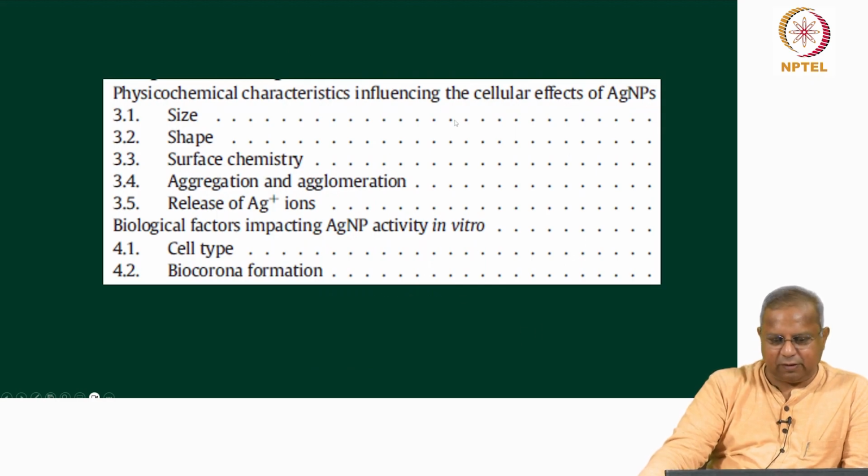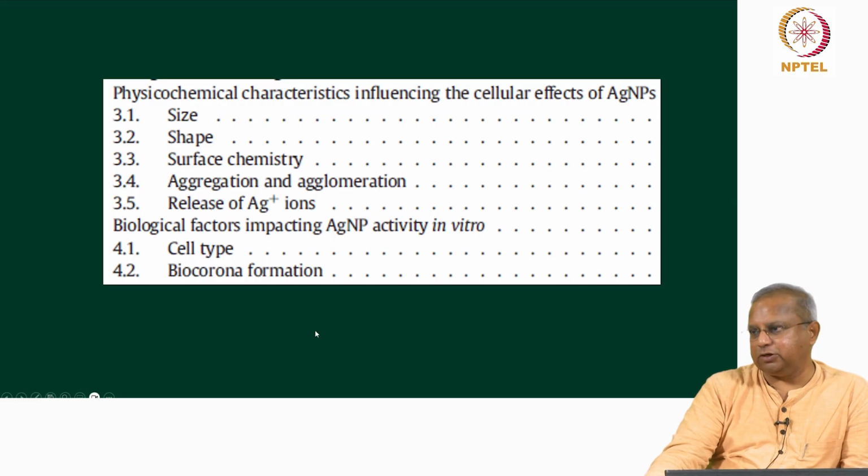So from this review paper, we looked at the effect of size of nanoparticles on reactive species, on cellular effects: size, shape, surface chemistry, aggregation, agglomeration, release of silver ions from the surface, and these are all chemical factors, physicochemical factors. Biological factors impacting silver nanoparticle activity in vitro are the cell type and the biocorona formation. You all know what a biocorona formation is, I suppose.